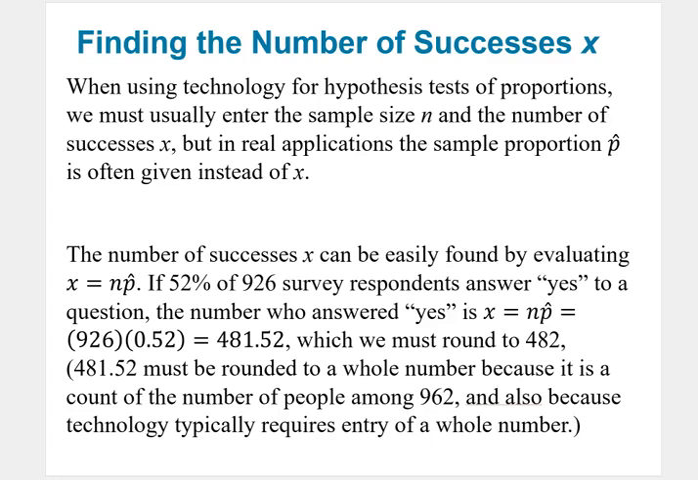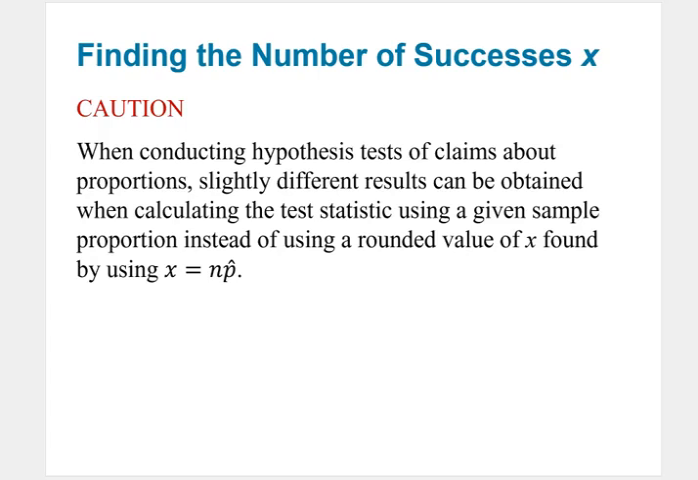So again, don't round anything until you round at the very end when you're doing your test statistic. Just a caution, again, make sure that you're using that X, which is just n times p hat, and then round it to the nearest whole person. And again, you may have to round up. So if you get any kind of decimal, round up to the next person.